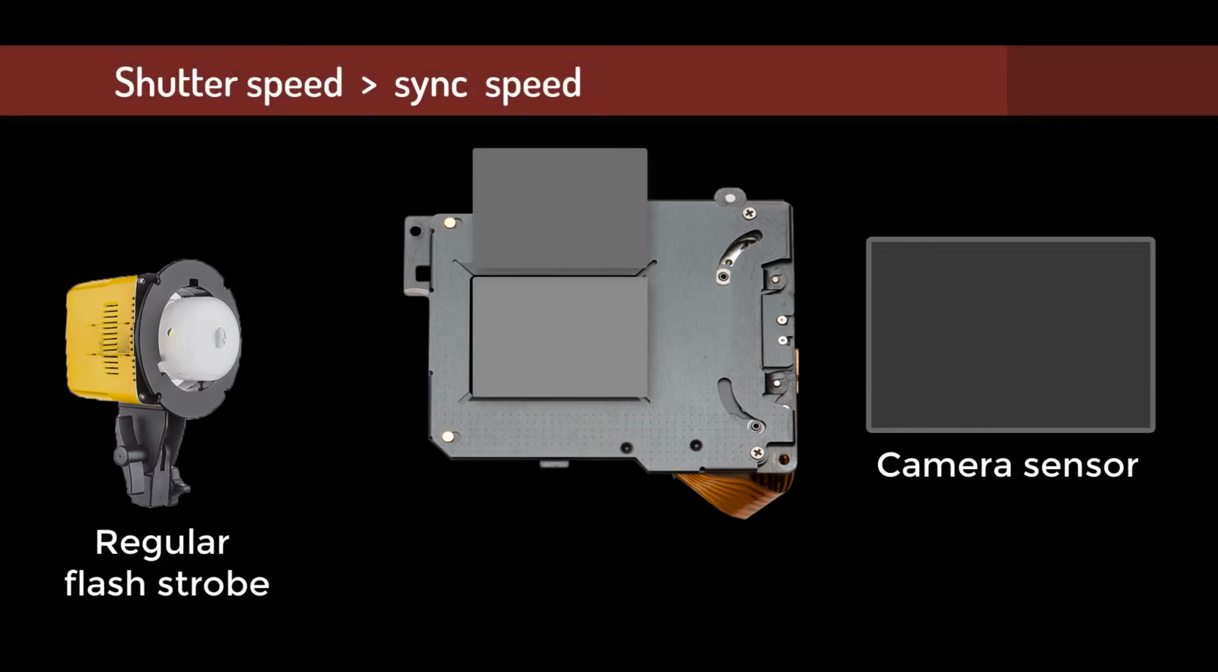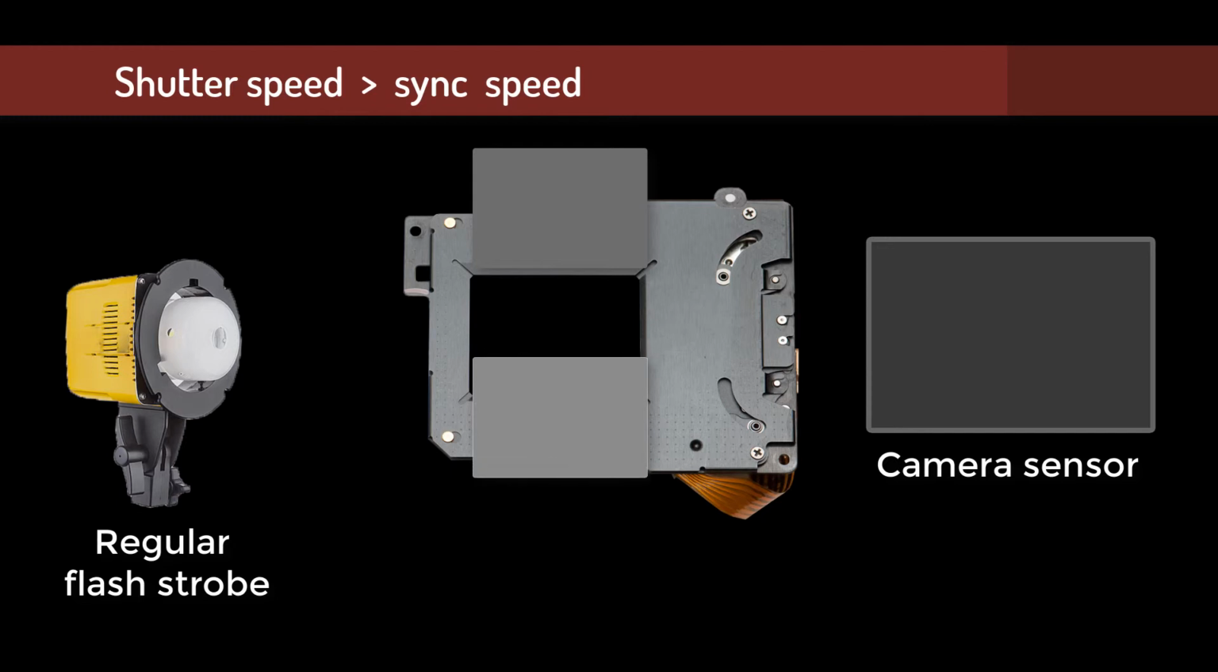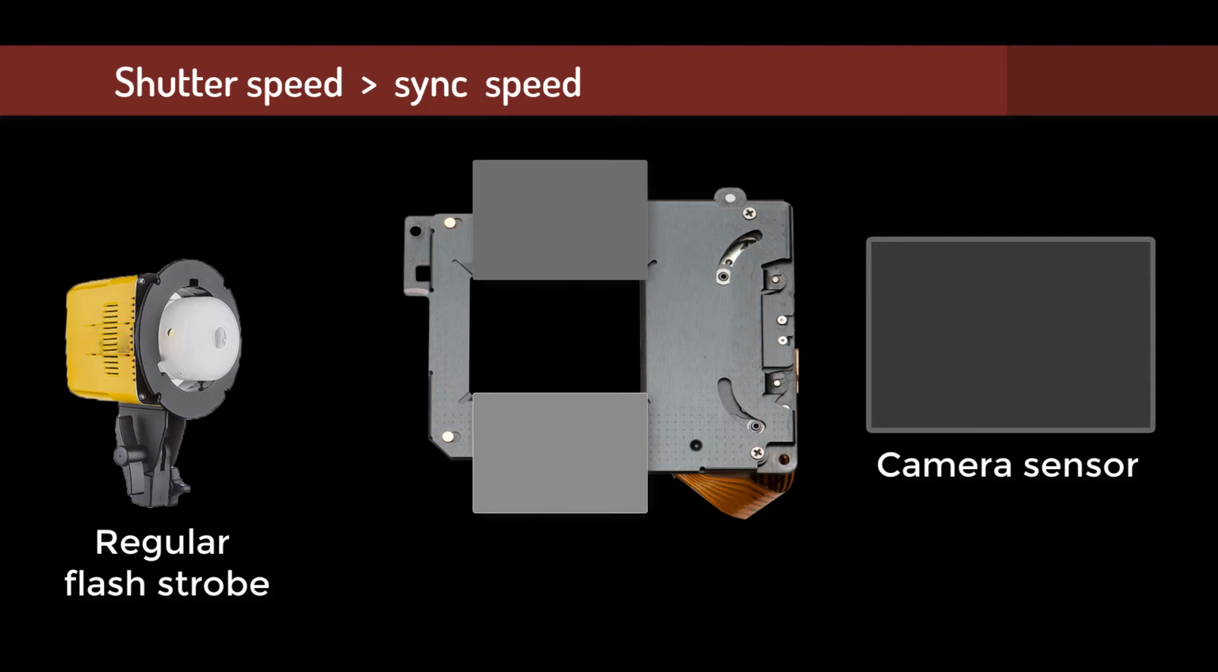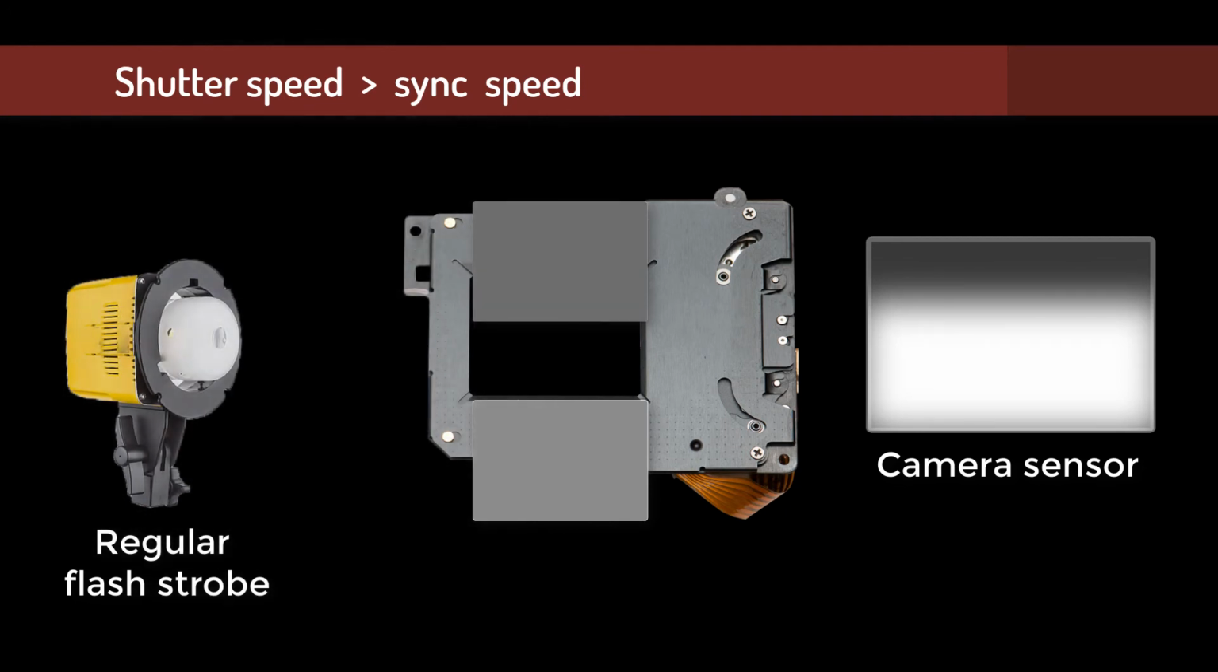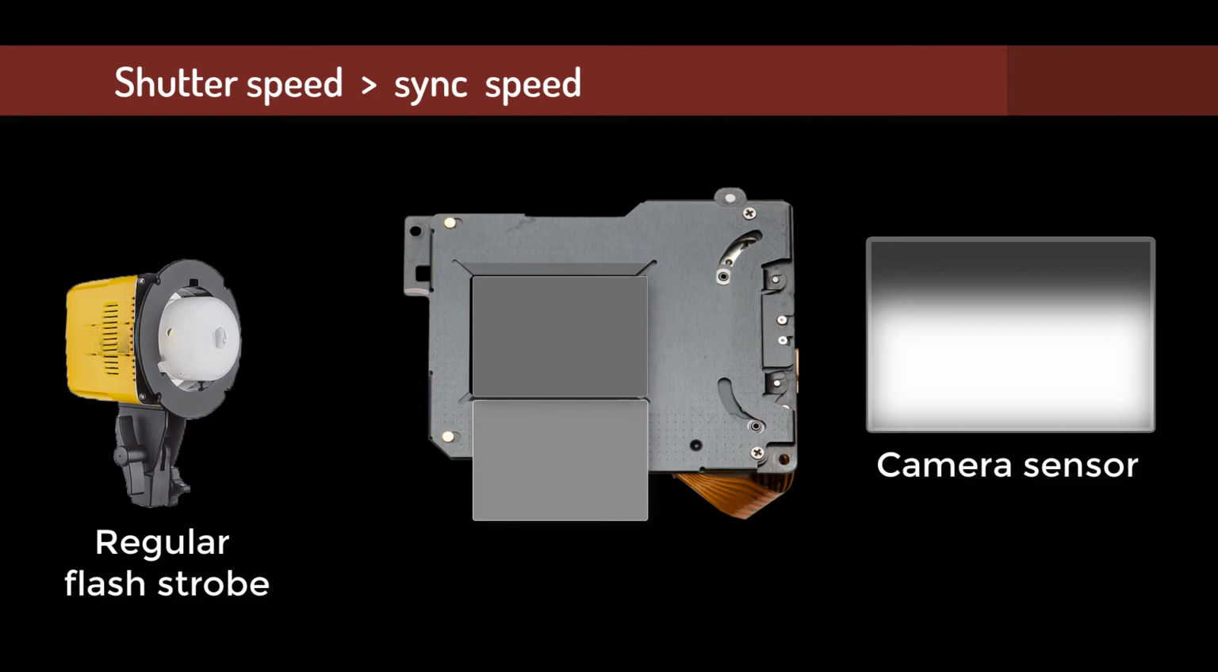Let's see what happens when we use a regular flash strobe with a shutter speed faster than the flash sync speed. The first curtain will start to open up the shutter. Before the first curtain fully opens the shutter, the second curtain will also start covering it up. The moment the first curtain opens the shutter fully, the flash will fire. Since the second curtain had already closed some portion of the shutter, some portion of the sensor will be darkened. Therefore, a regular flash strobe cannot be used with a shutter speed faster than the flash sync speed.